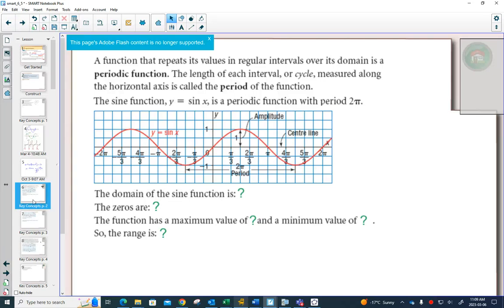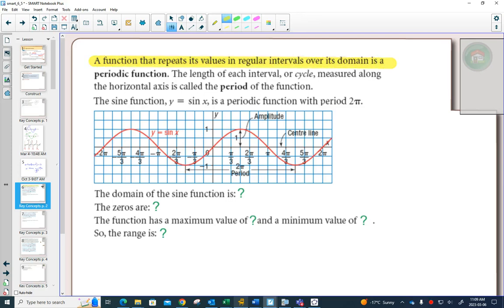If you turn to page 514, we can highlight a couple of things here. A function that repeats itself over its domain is called a periodic function, and the amount of time that it takes for it to repeat is called the period. And they give us the graph of sine. Unfortunately, the textbook's scale makes it hard to graph the way they've graphed it.